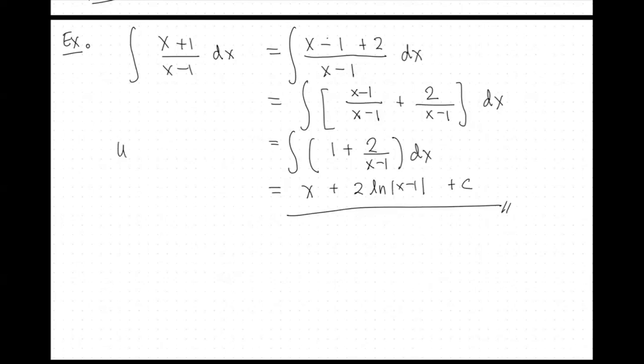There is a substitution here that is done. So u is x minus 1 and du is dx. Here we go for this part here.